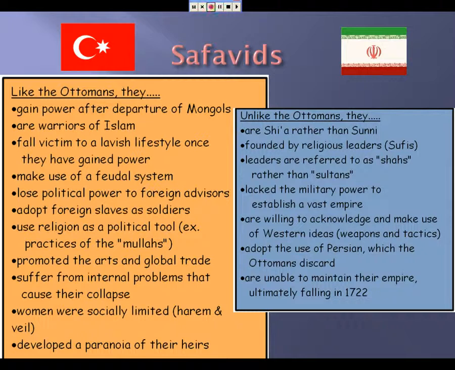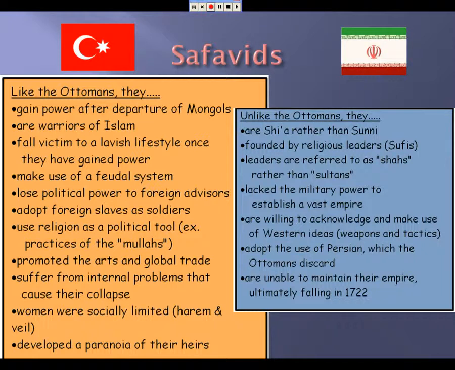You're going to see the same limitations on women that you saw in the Ottoman and earlier Abbasid empires. The practices of harems being used by the upper class men, the elites, will continue, as will the practice of women needing to be veiled and fully clothed. And you will also see episodes of paranoia from the Safavid rulers of their own children, which will oftentimes result in their deaths. So, pretty similar, right? Kind of amazingly so.